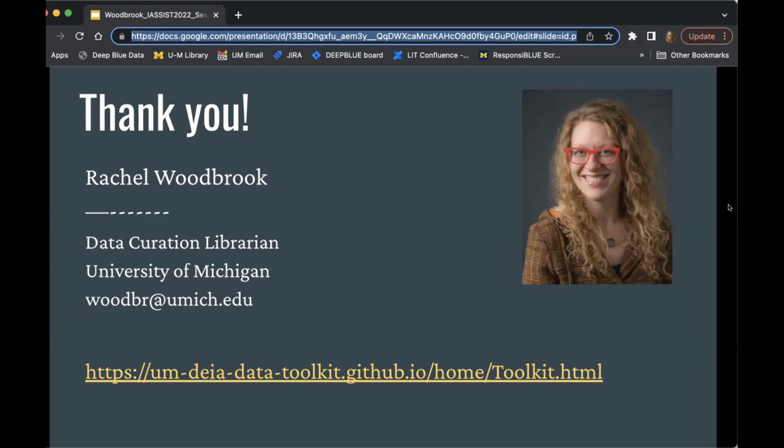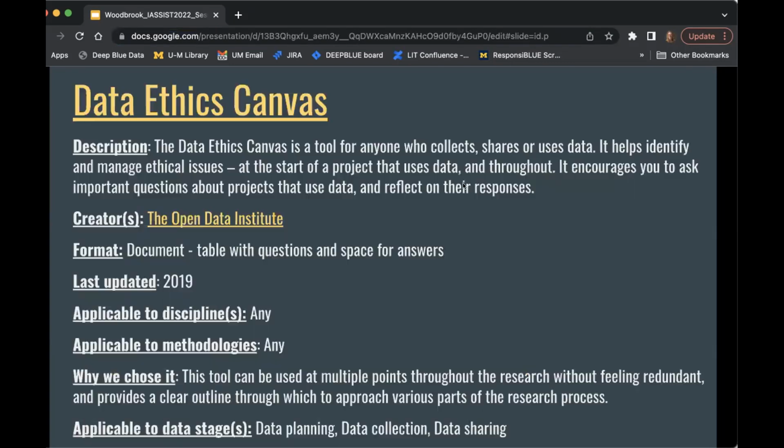And so we did that work. We looked at them in more detail and decided, based on maybe the structure of them, or I think in the presentation, we chose the data ethics canvas because it could be used at multiple points throughout the research without feeling redundant, and it had a clear outline. But I would say that it was an emergent way to put things together.